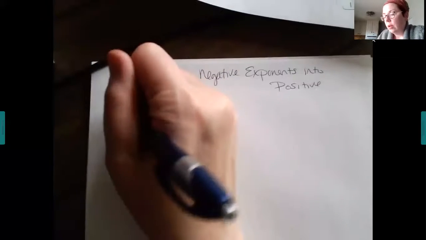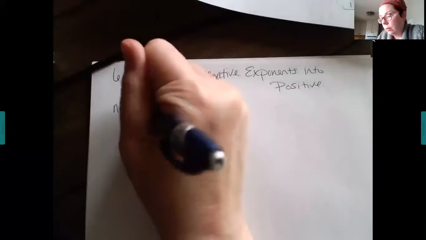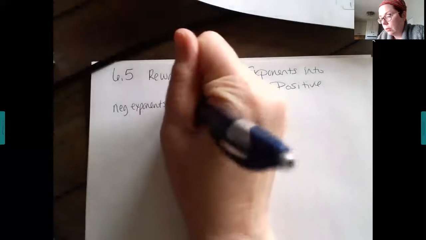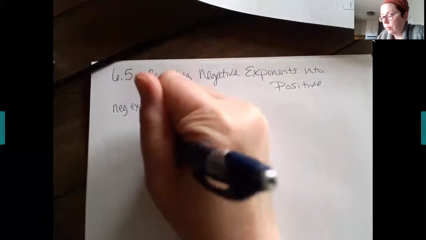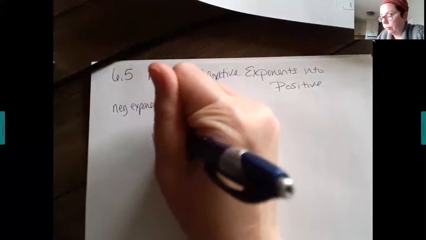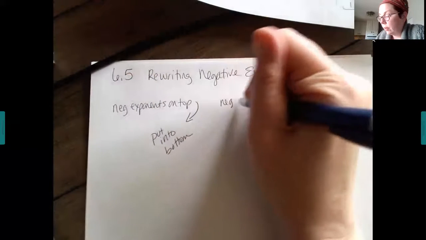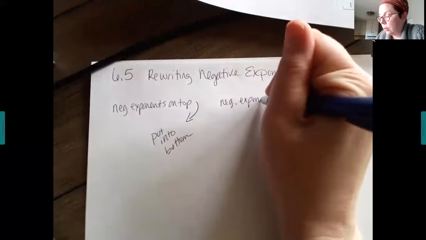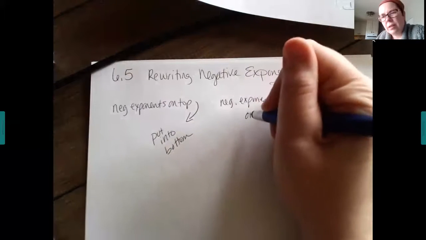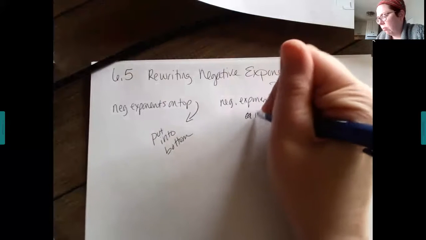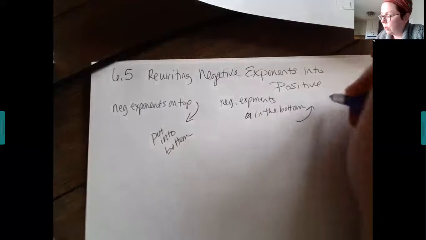And if you have negative exponents in the top, then you're going to put them into the bottom. If that makes sense. It will in a second. If you have negative exponents on the bottom, it makes sense. In the bottom, then you're going to put them up on top.